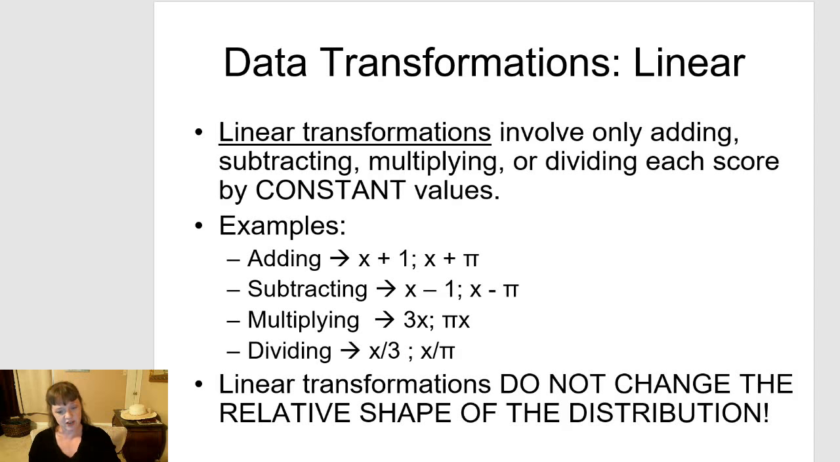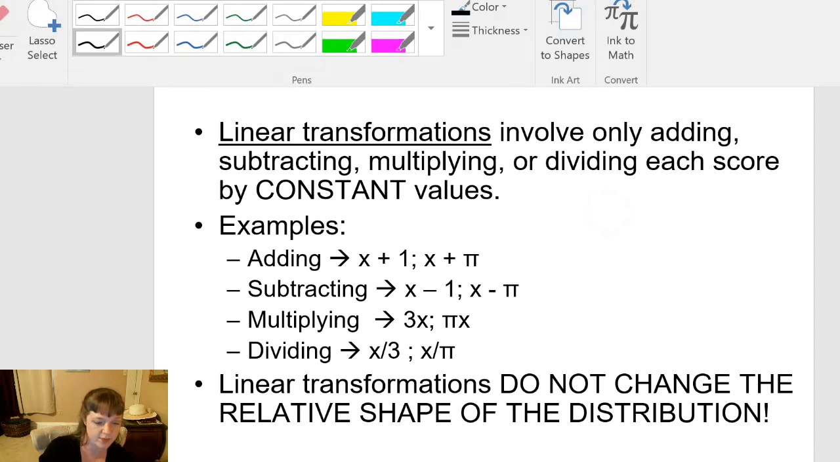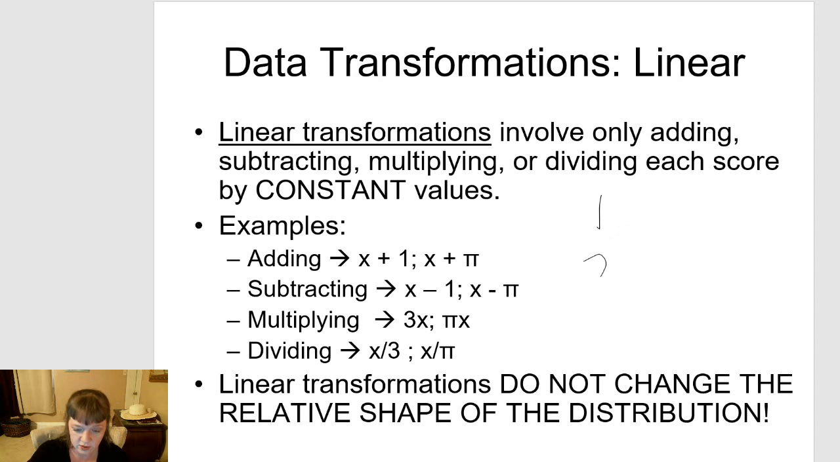So these are all examples of linear transformations where you take a set of data, x, we have a bunch of x scores, and we're going to add or subtract or multiply or divide. So let's say I have a set of data here, 1, 2, and let's say 5. So n is 3 because I have 3 people, right? Let's say this is the number of pets people own. 1 pet, 2 pets, 5 pets, right? I have my set of data. These are my x scores, right?